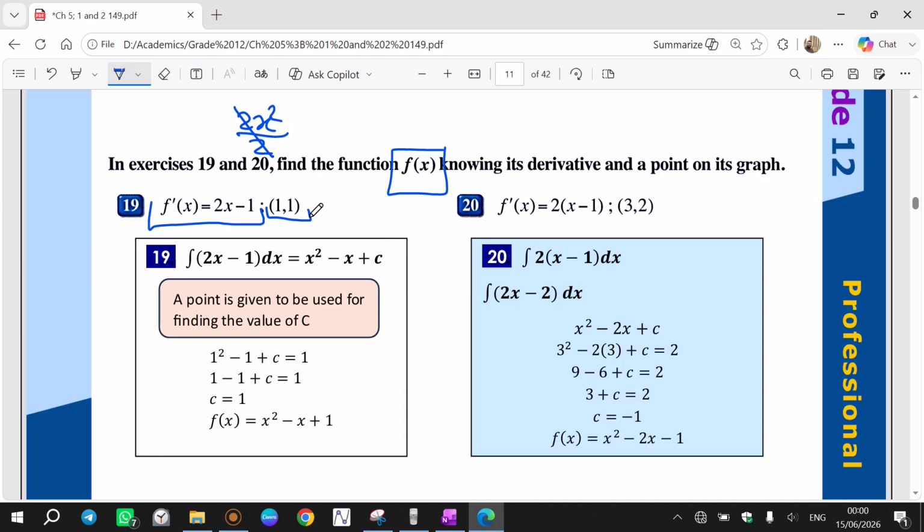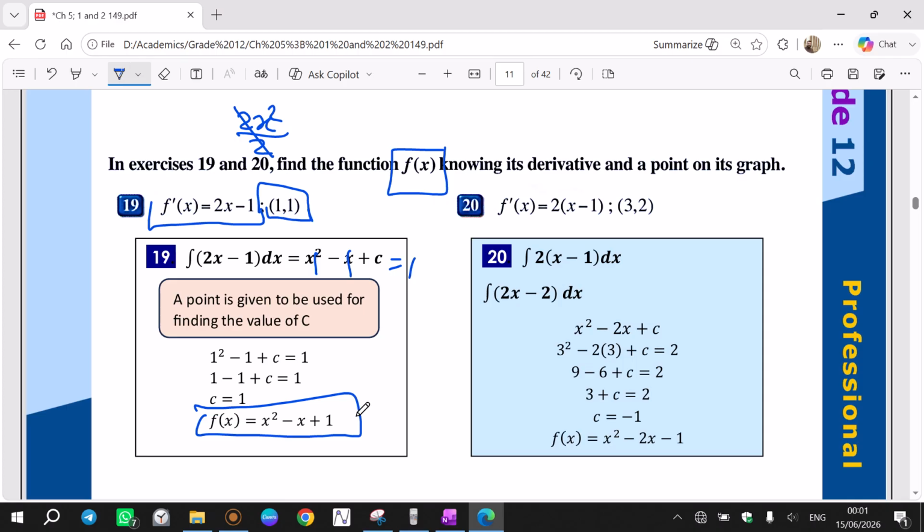You know already if a point was given, we use the point to find the value of c. Replace x with 1, equalize the result to 1, we will get this. 1 squared minus 1 plus c equal to 1. 1 minus 1 plus c equal to 1. This will be 0, 0 plus c, c equal to 1. Once I find c, I write the function f(x) completely. Instead of c, I just write the value I found, which is 1.